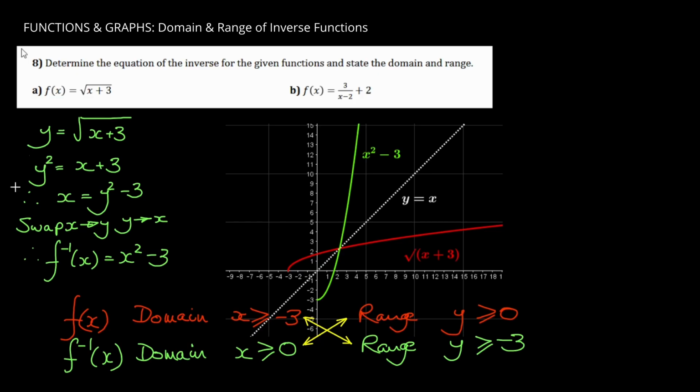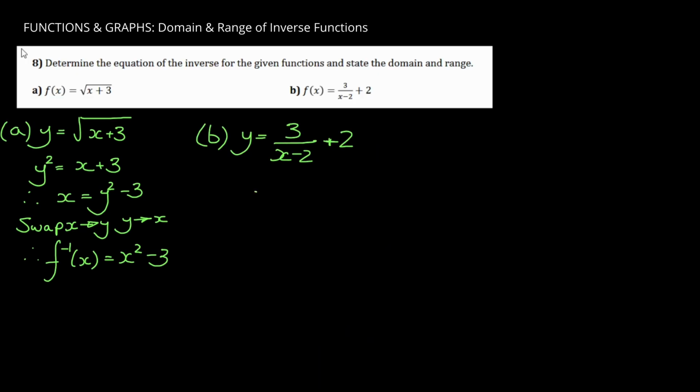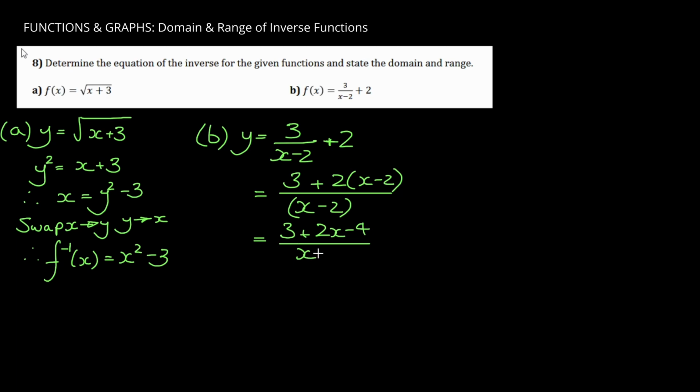Let's have a look at part B. So let's first of all put this on a common denominator of x minus 2. This will simply be 3, but we must multiply the 2 by x minus 2. And this will be equal to 3 plus, multiplying the bracket out, 2x minus 4 divided by x minus 2, which is equal to, putting the 3 and the negative 4 together, 2x minus 1 on the top and x minus 2 on the bottom. And this, remember, is y.